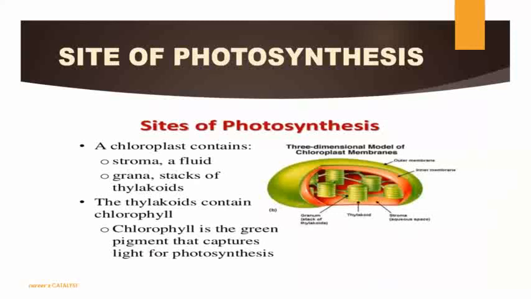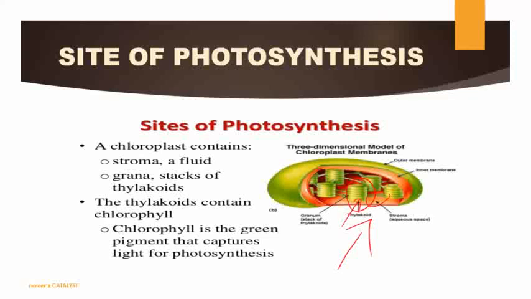In this particular diagram, you can see this chloroplast which contains what? Stroma, a fluid, and grana, stacks of thylakoids. You can see here, this is the stacks of thylakoids. This is what? Stroma. Okay, this particular stack of thylakoid contains what?